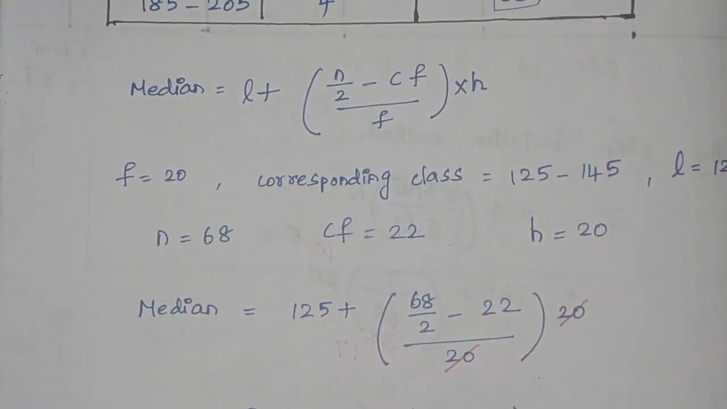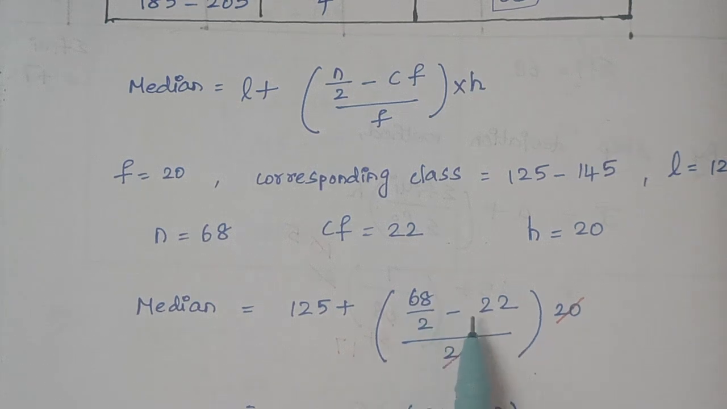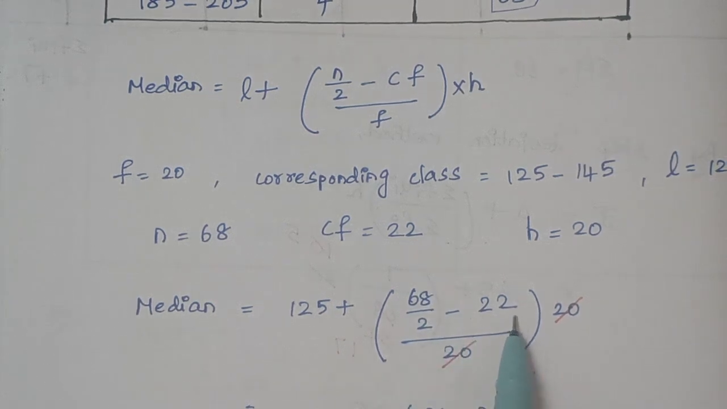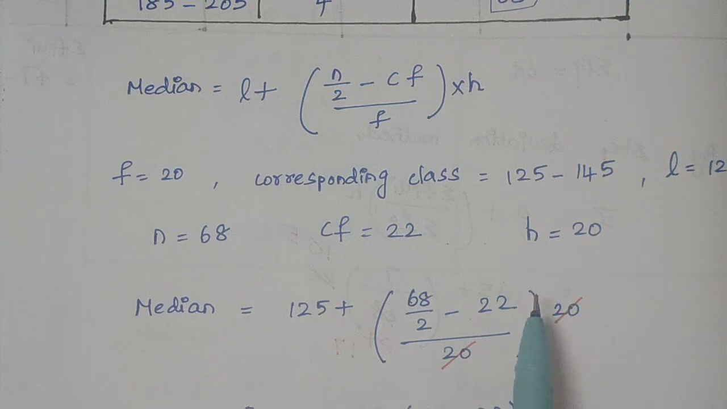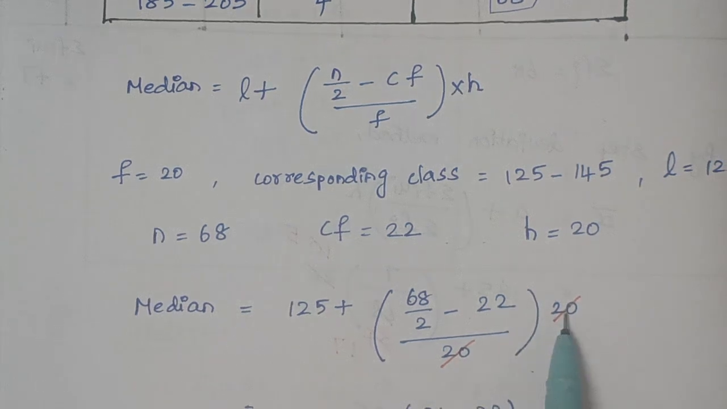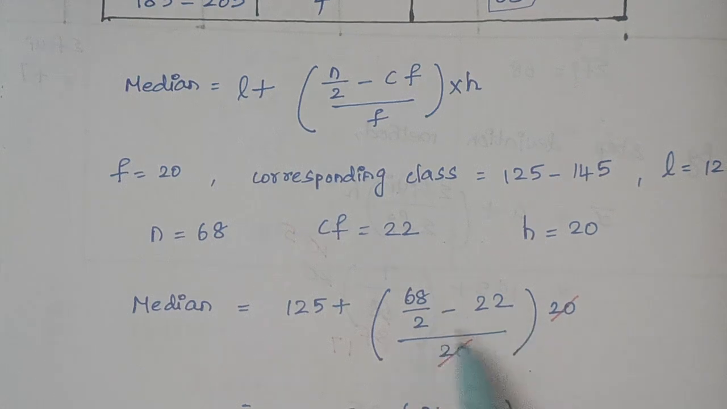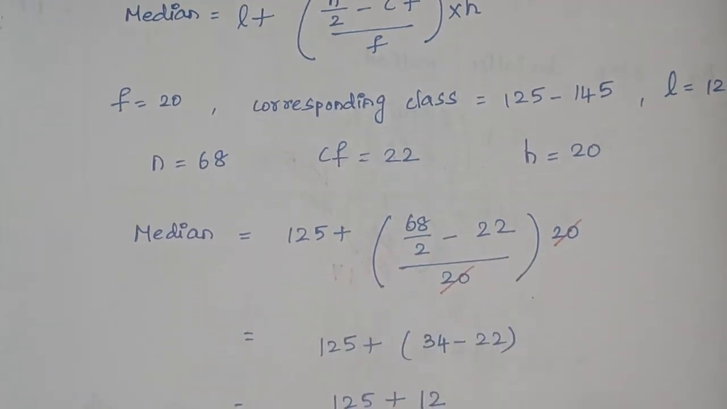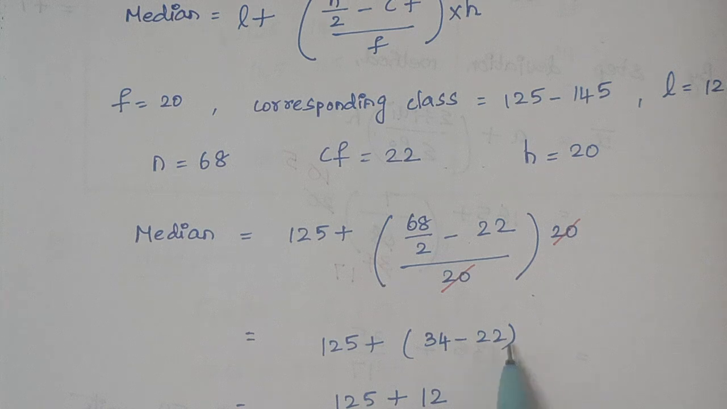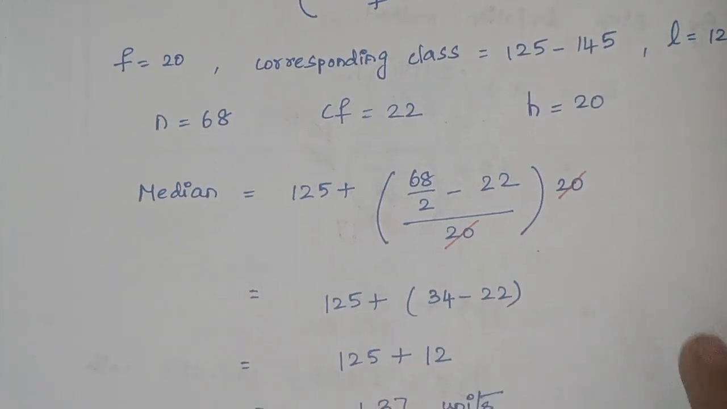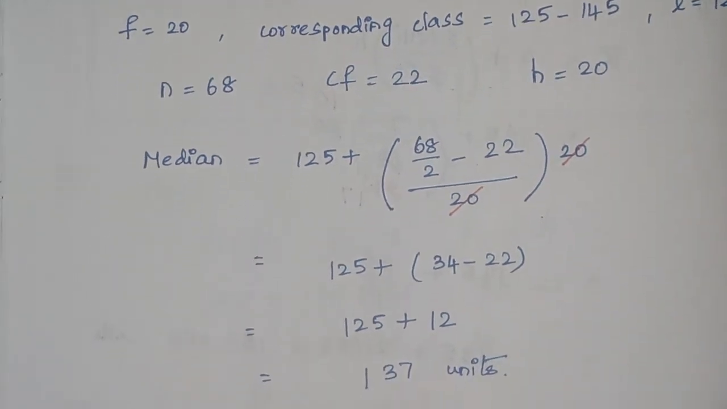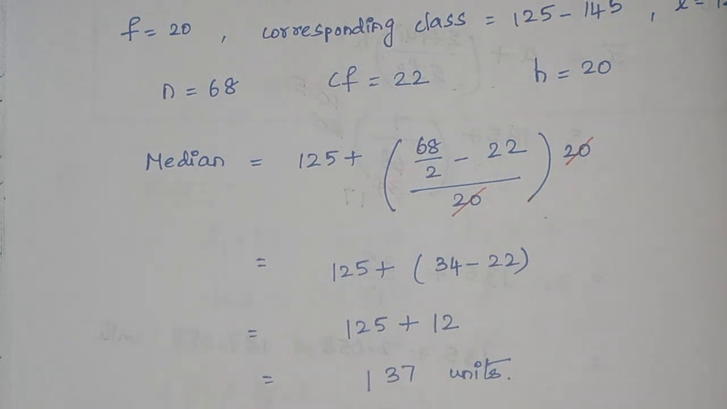125 plus the value of n is 68. So 68 by 2 minus the cumulative frequency 22, divided by the total frequency f, which is 20, and h is 20. So these two get cancelled and 68 by 2 becomes 34. So 125 plus 34 minus 22. So here the answer is 12. And finally here the answer is 137 units.